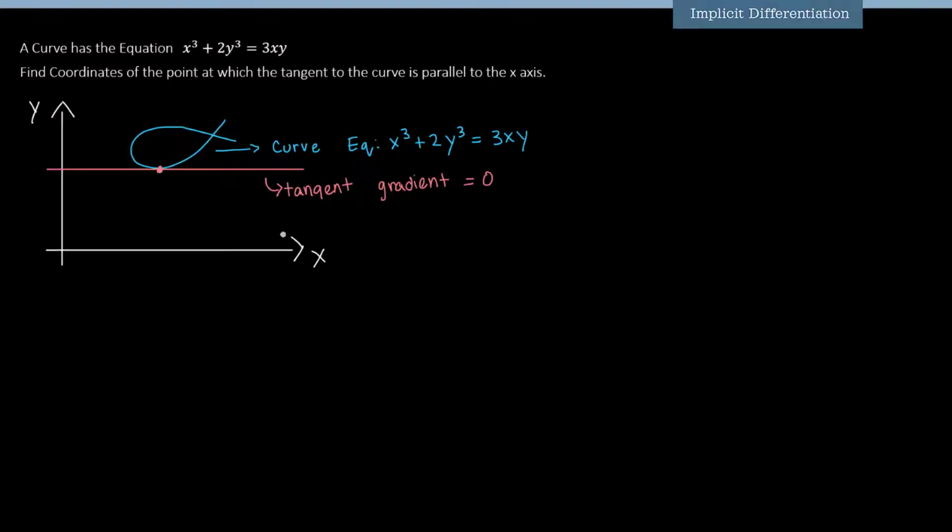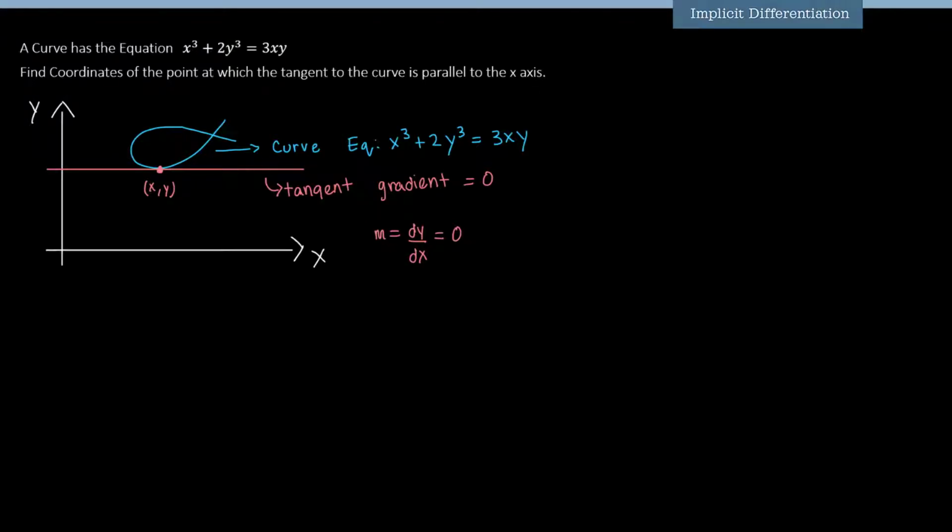This is my x-axis, and the tangent parallel to this axis would look like this. And since the tangent is horizontal, we know that the gradient of a horizontal line is 0. The gradient is also referred to as m or as dy upon dx. So this is equal to 0. And I need to find the coordinates of the point. So I need to find this point x comma y, this point here at which this horizontal tangent occurs.